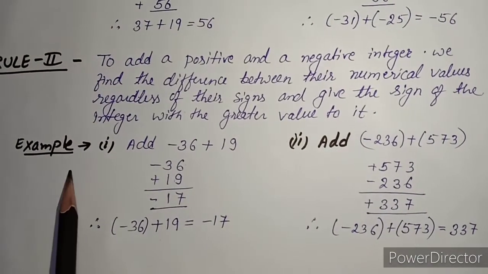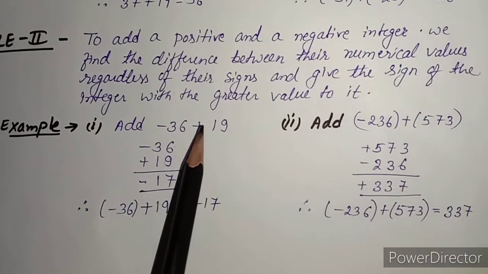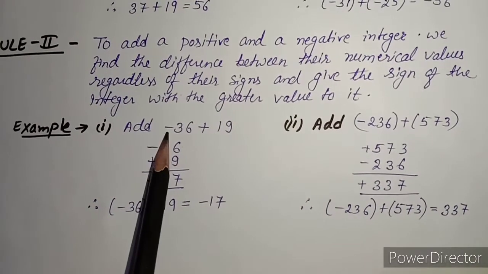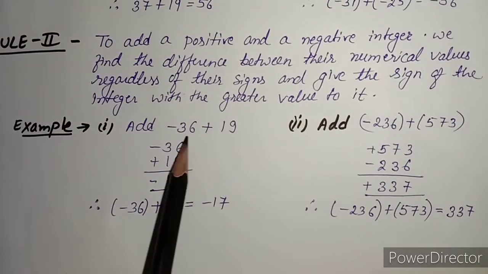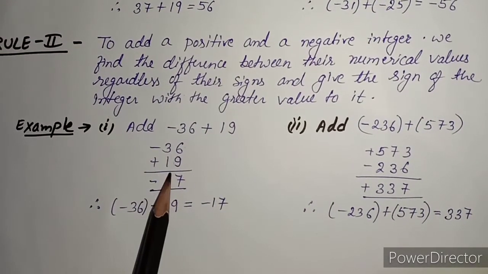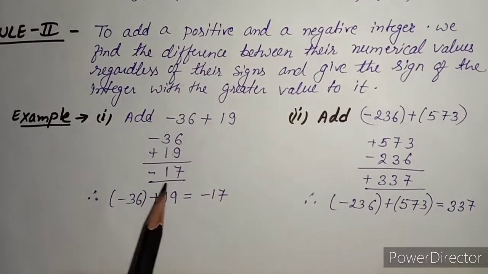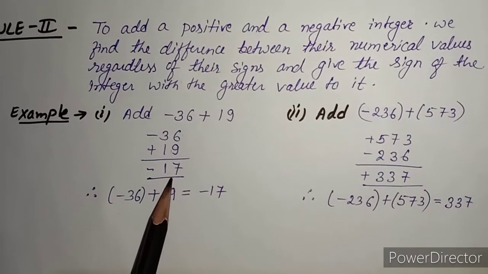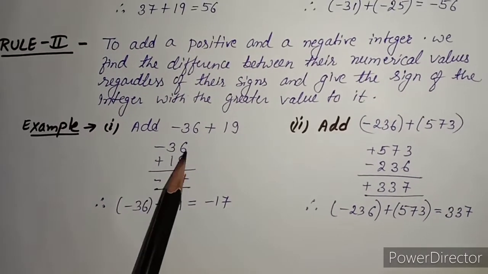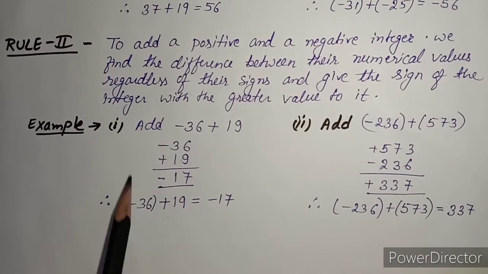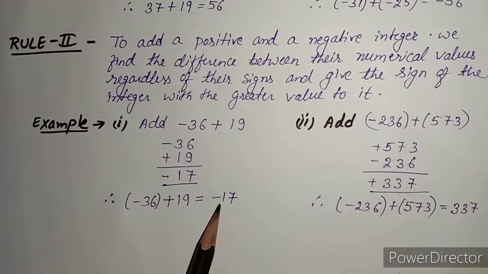See from the example, add -36 and +19. When a negative integer is added to a positive integer, then you find the difference of both. That means 19 should be subtracted from 36, and the difference is 17. And give the sign of the greater integer here. So the greater number is 36, so the minus sign should be there with the answer. So -17 is the answer.